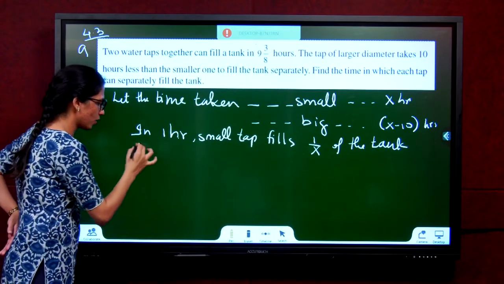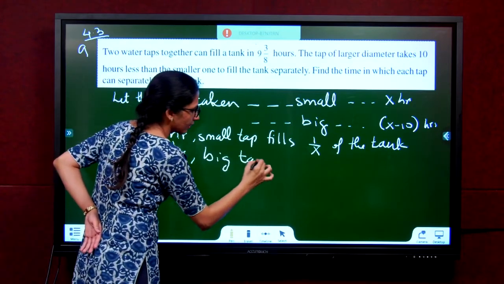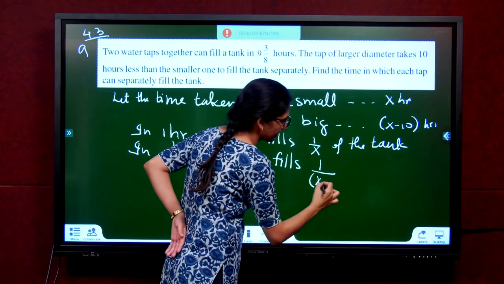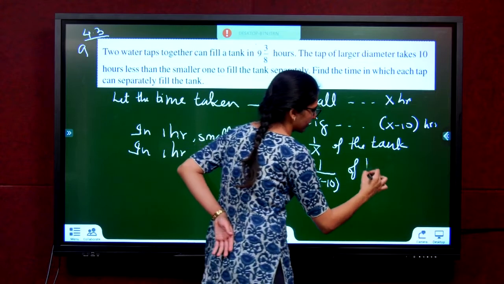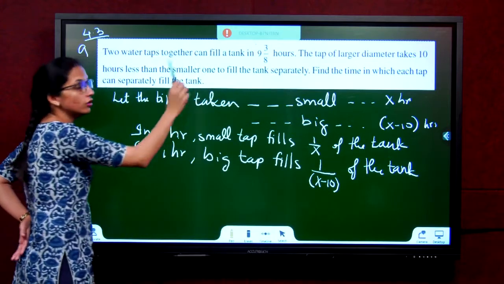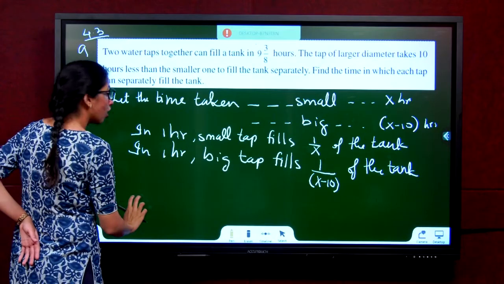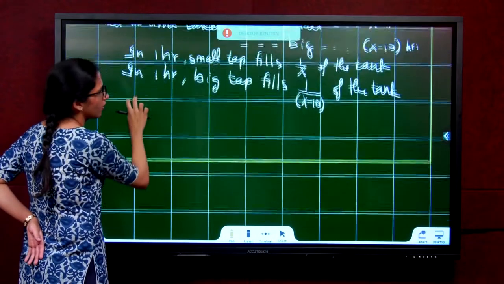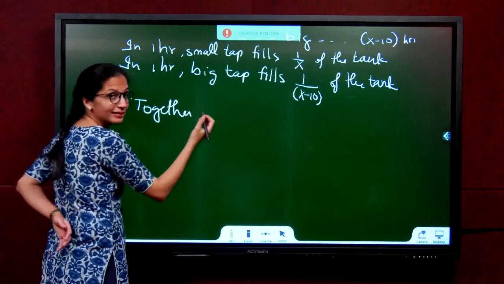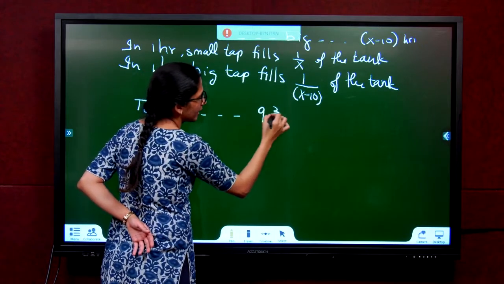Similarly, in 1 hour, the big tap fills, same method, 1 by x minus 10 of the tank. Now, it is given in the question that together they can fill the tank in 9 3 by 8 hours. So together they can fill the full tank in 9 3 by 8 hours.